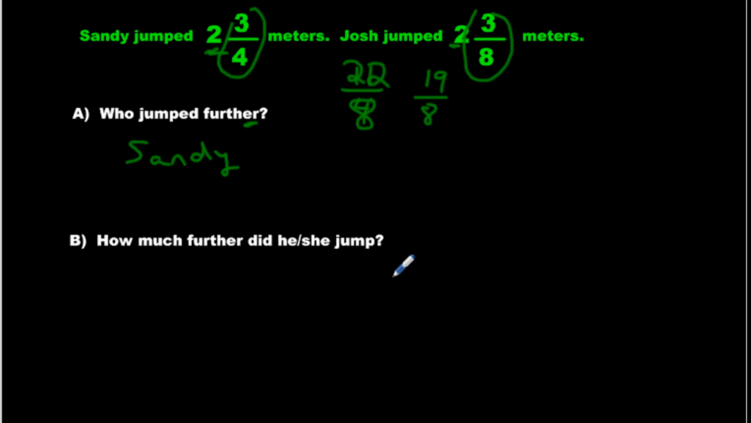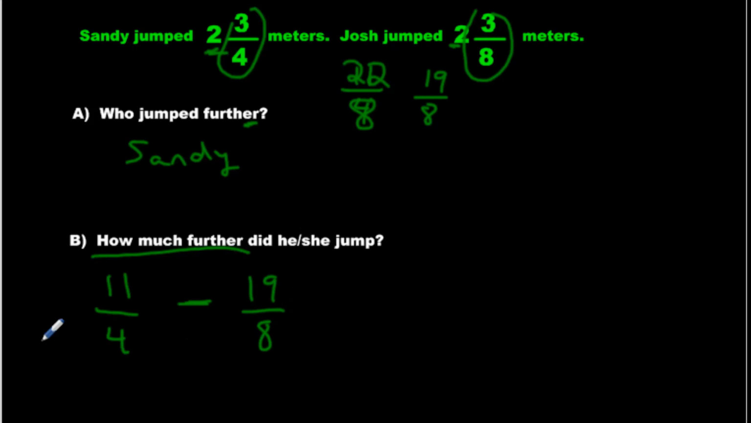Read the next question to yourself. What is it? Adding or subtracting? Yes, it is. How much further? That's subtraction. So we're going to subtract, let's see, 4 times 2 plus 3 is 11 out of 4. And this one was, what did we say, 19 out of 8.